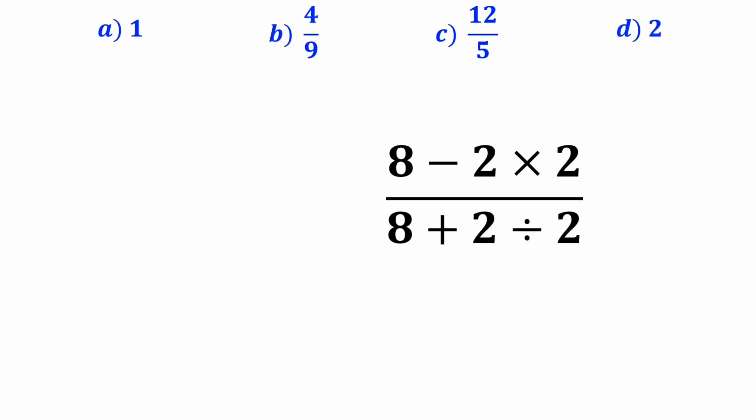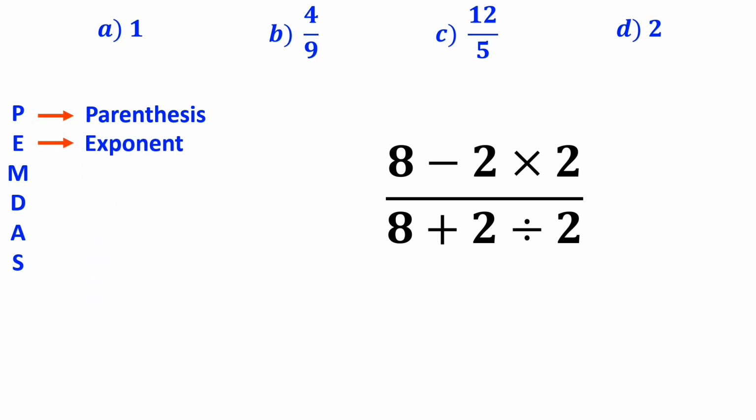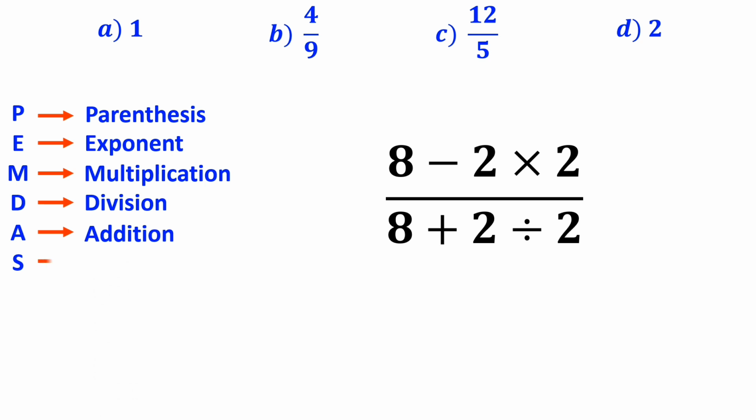To solve this problem, we need to follow the PEMDAS rule. In this rule, P stands for parentheses, E stands for exponent, M stands for multiplication, D stands for division, A stands for addition, and S stands for subtraction. We have to follow the order of operations I told you, step by step from top to bottom.